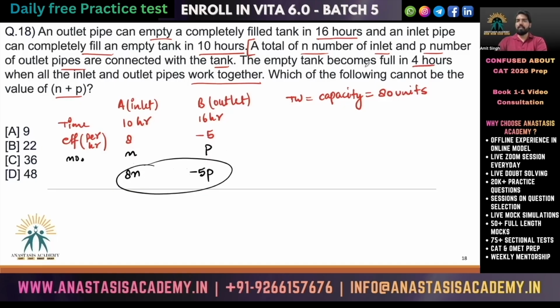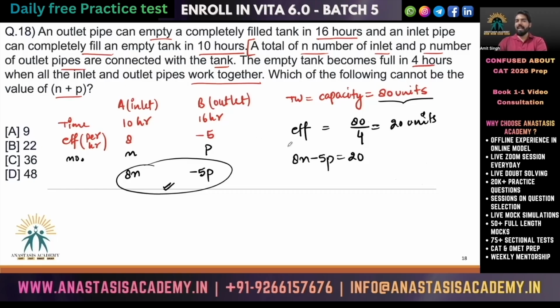And now the tank becomes full in 4 hours, right? So if this tank becomes full in 4 hours, we can find the efficiency from here. If 80 units are completed in 4 hours, the per hour efficiency would be 20 units. And this is the combined per hour efficiency. So 8n minus 5p must be equal to 20 units.